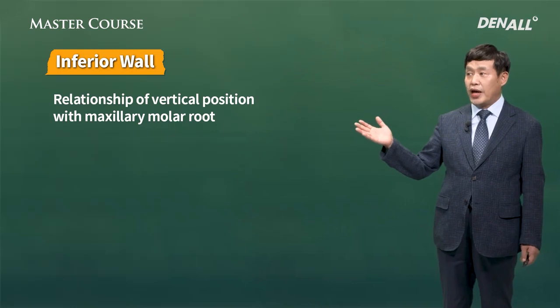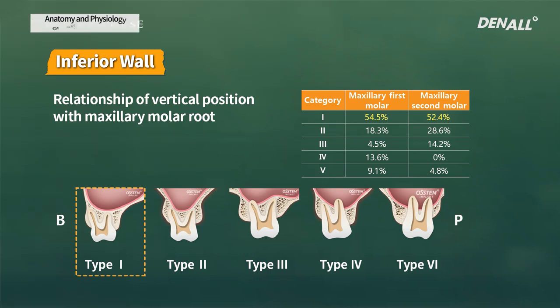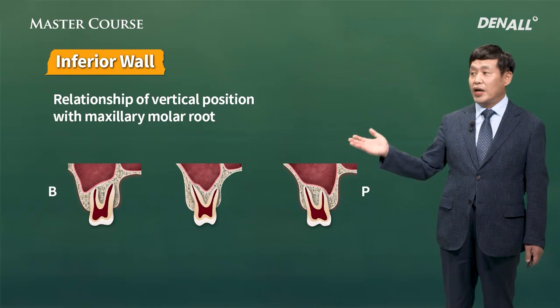The inferior wall, the relationship of vertical position with the maxillary molar root. Type 1, it is a little bit above the root. That is the most commonly found case in Korea. If you combine type 1 and 2, including 5 millimeters below the root, it makes up 80%. So in most cases, the height is similar or higher than the remaining root.